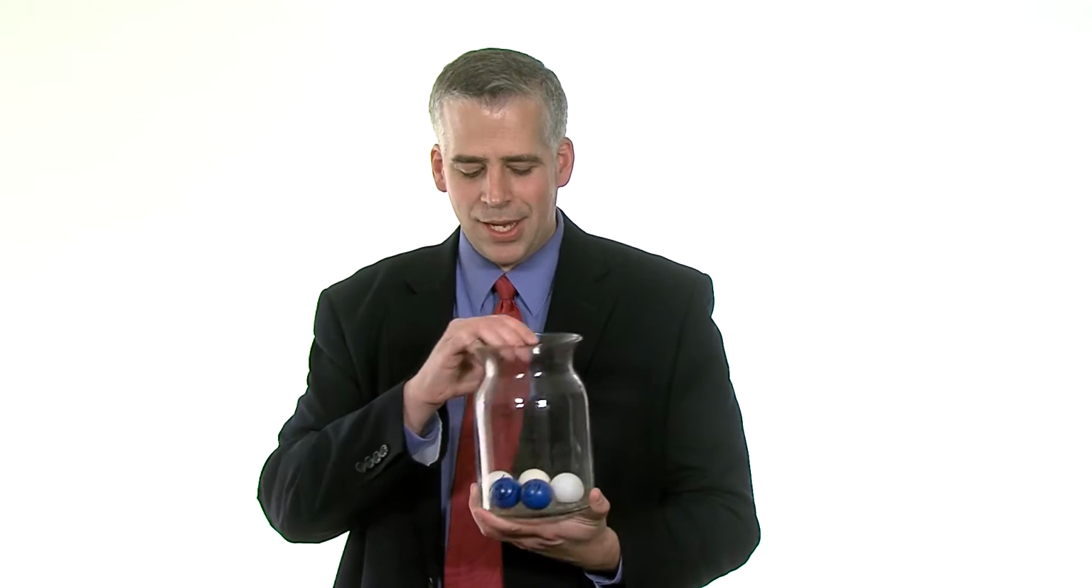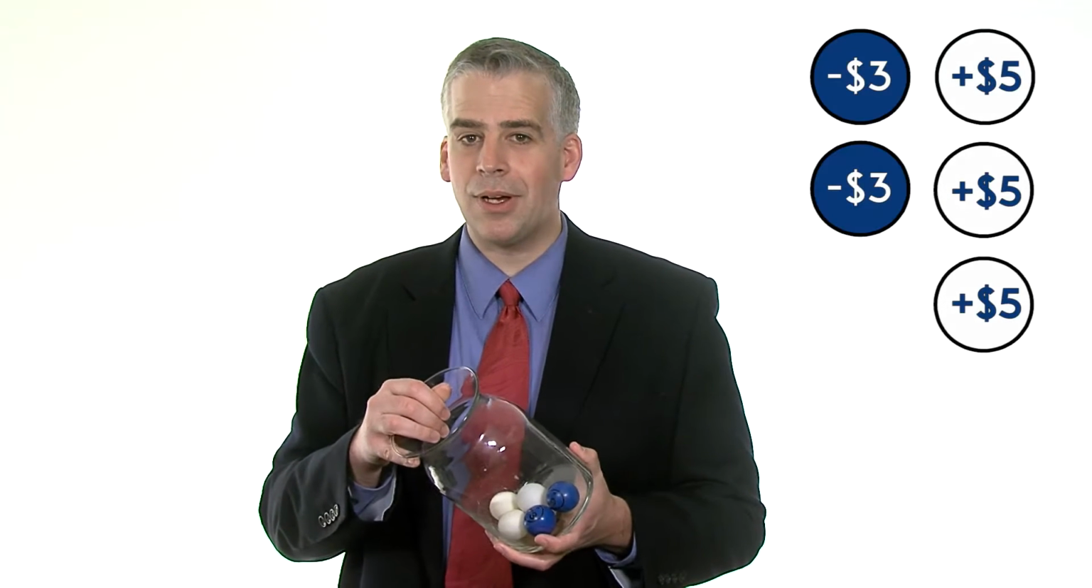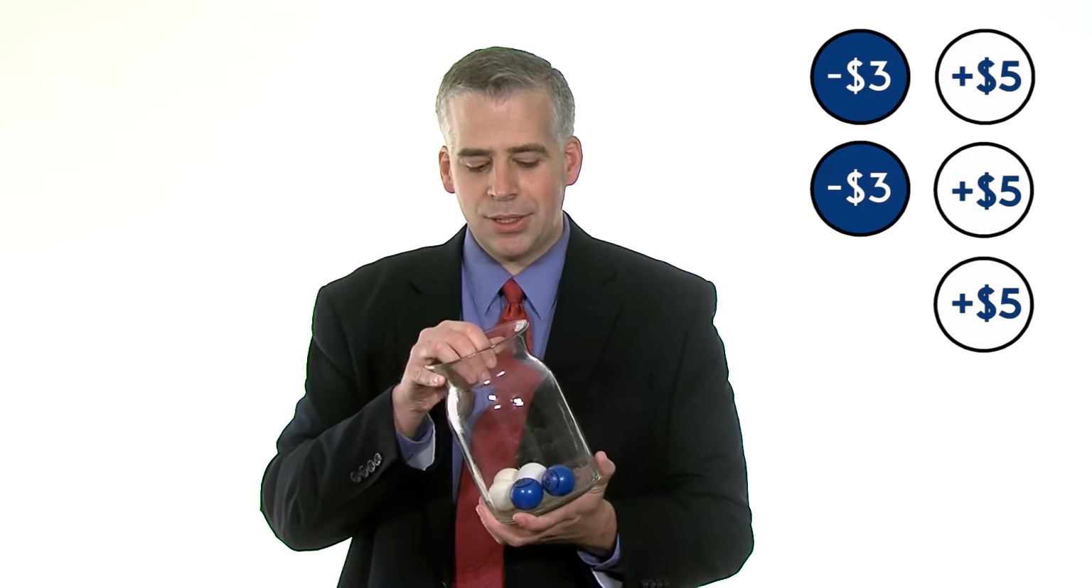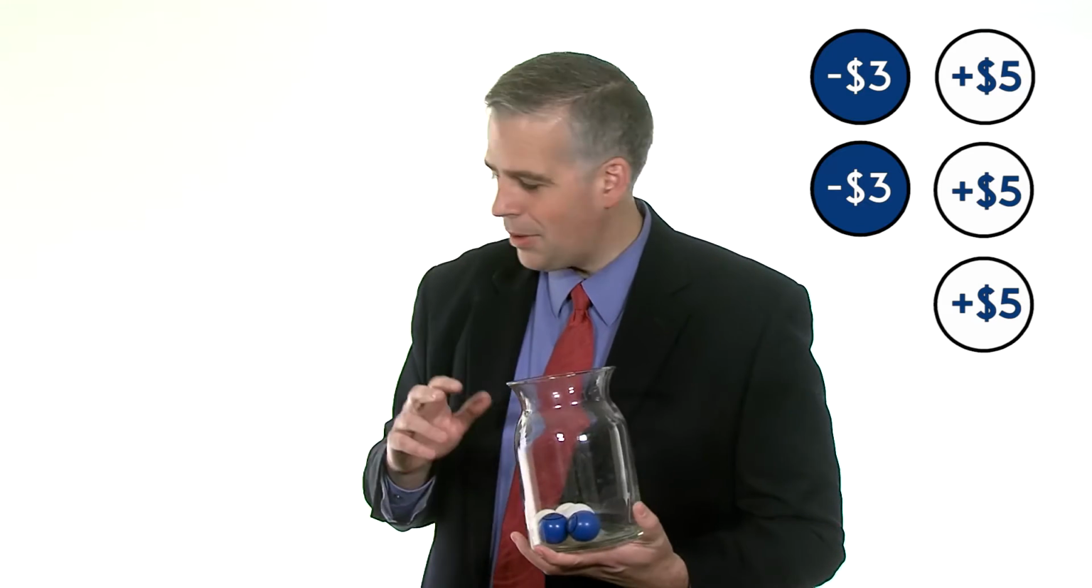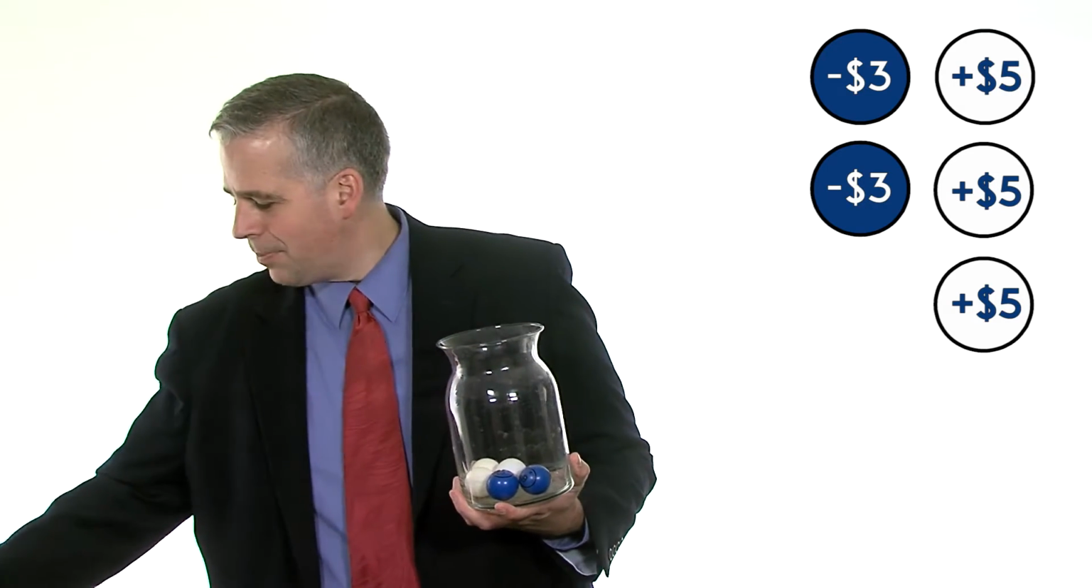So consider this vase that has 5 ping pong balls in it. I have 2 blue ones and 3 white ones. And suppose I were to tell you that if I were to close my eyes and draw out a ping pong ball, and I draw a white one, I would give you $5. And if I closed my eyes and drew out a blue one, that you would lose $3. We would call that situation risk, because you know exactly what the possible outcomes are, and you also know what the probability of each of those outcomes is.